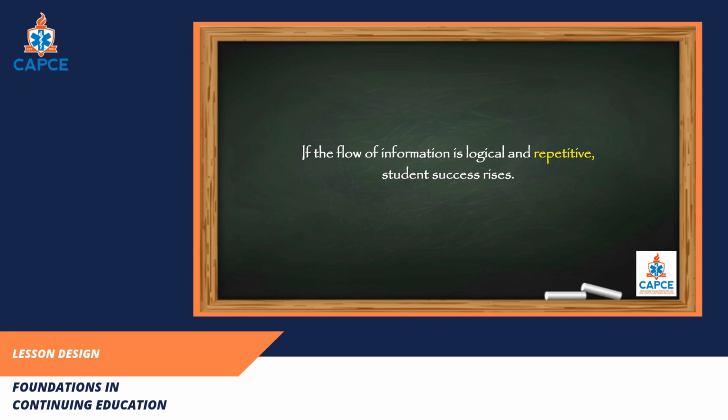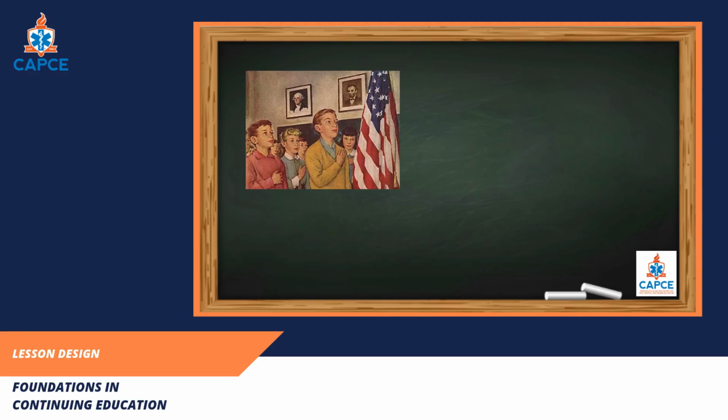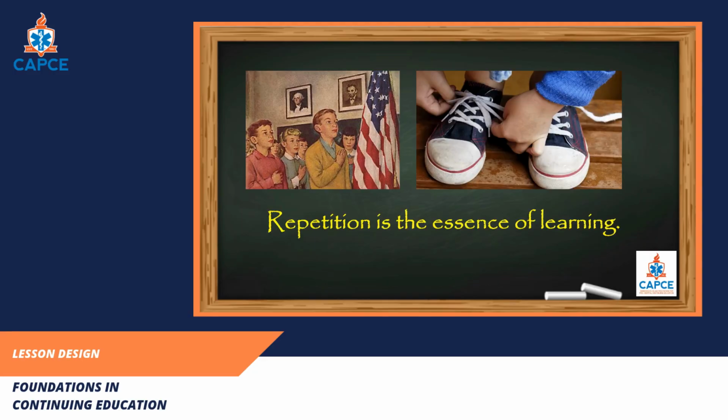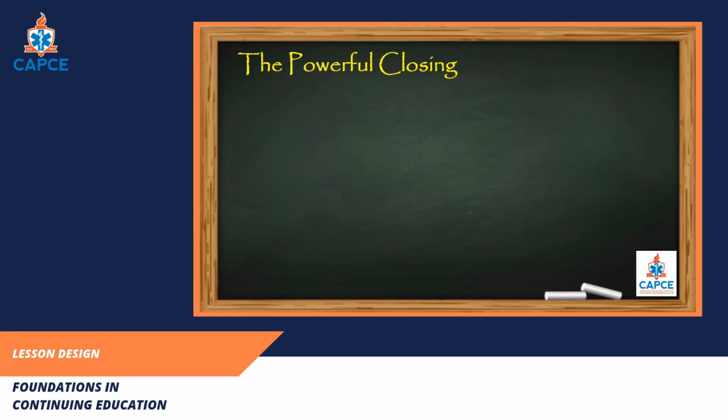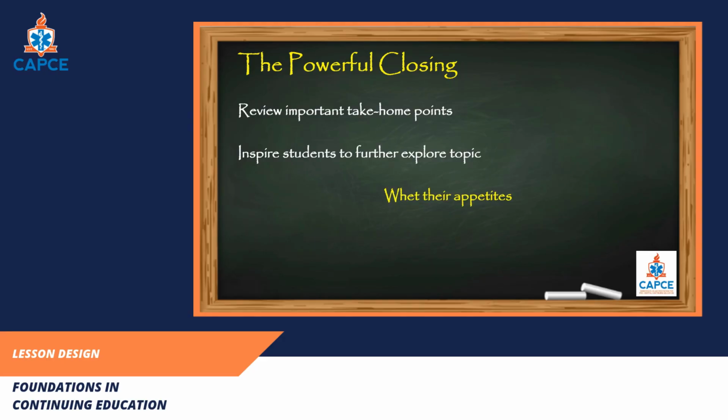If the flow of information is logical and repetitive, student success rises. And whether it's reciting the Pledge of Allegiance or tying your shoes, repetition is the essence of learning. The final rule of engagement is sending students off with a powerful closing that not only reviews important take-home points, but more importantly, inspires them to further explore the subject. Engaging is all about whetting their appetite in the beginning, feeding that appetite during the middle, and whetting it again at the end.